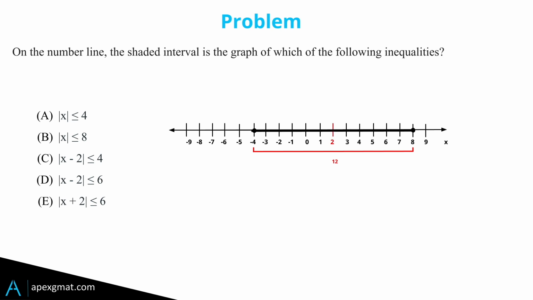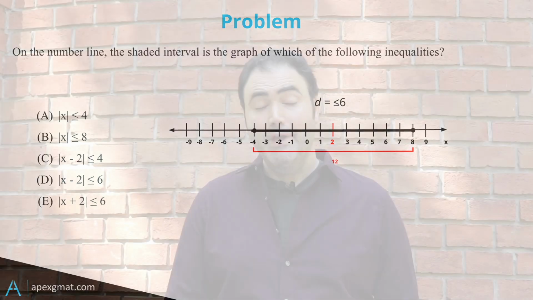The midpoint there is +2, and we know that the distance has to be less than or equal to 6 from that +2. So the size of our interval here is 12. How do we know that? We're running from -4 up to +8. 8 minus -4 is 12. The length of this interval is 12, so the midpoint has to be 6 units from both endpoints.